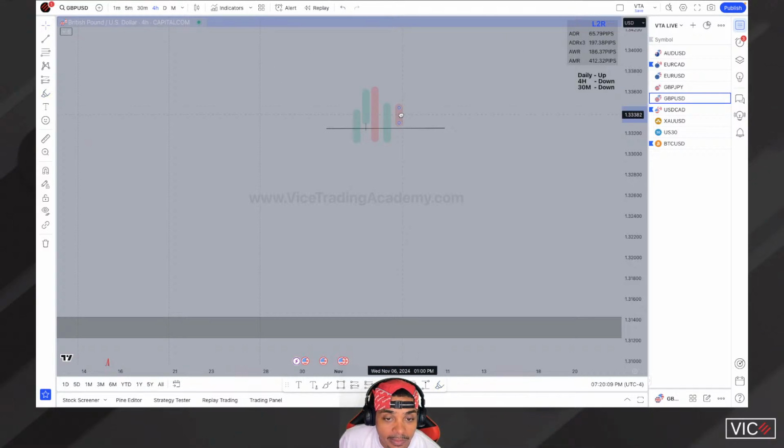Let me move this a little bit. But it didn't touch the line. Right? Is this a break of structure? No. Why? Because this candle did not close above, right? So notice the two. This one closed above but touched the line. This one did not touch the line and didn't close above, right?